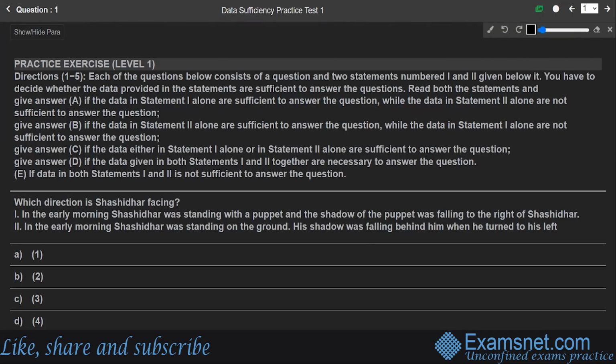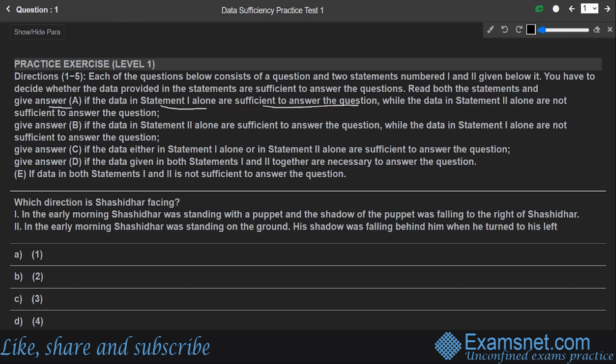Okay, so now we have data sufficiency questions. In a data sufficiency question, there will be a question and 2 or 3 statements provided. Then we'll have to answer as per the options given. So option A is selected if the data in statement 1 alone is sufficient to answer the question, while the data in statement number 2 alone is not sufficient to answer the question.